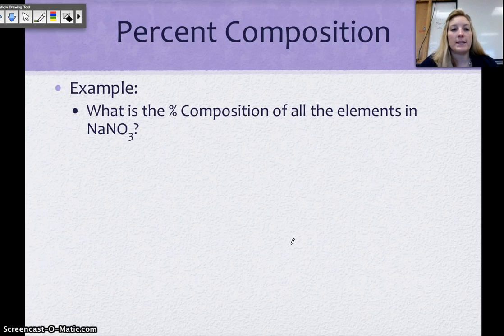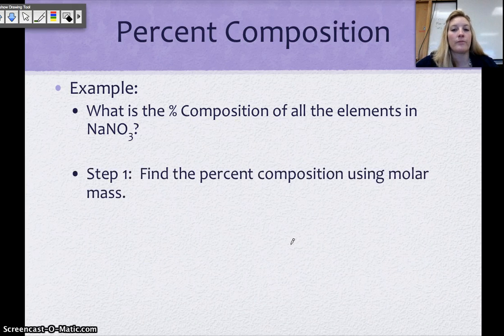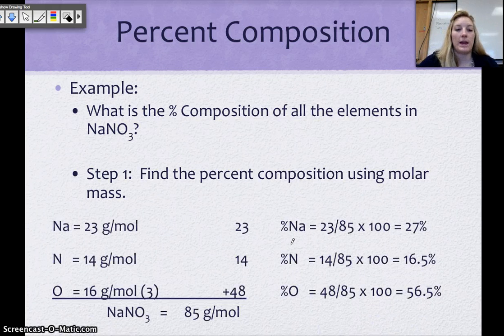So if we were to do an example of this, what is the percent composition of all the elements in NaNO3? Well, to start out, we kind of need to know what each of those individual elements are. So we would use their molar mass, and then we would take the mass of that element divided by the whole thing. So we take our Na, and on our periodic table, Na has a molar mass of 23 grams. Nitrogen has a molar mass of 14 grams, and oxygen has a molar mass of 16 grams per mole. And we have 3 of them.